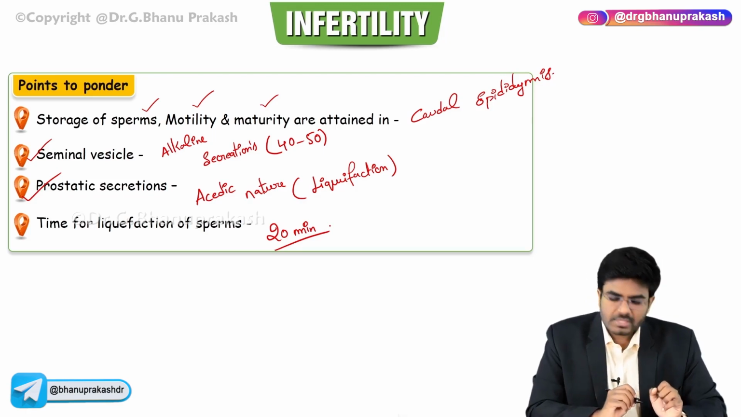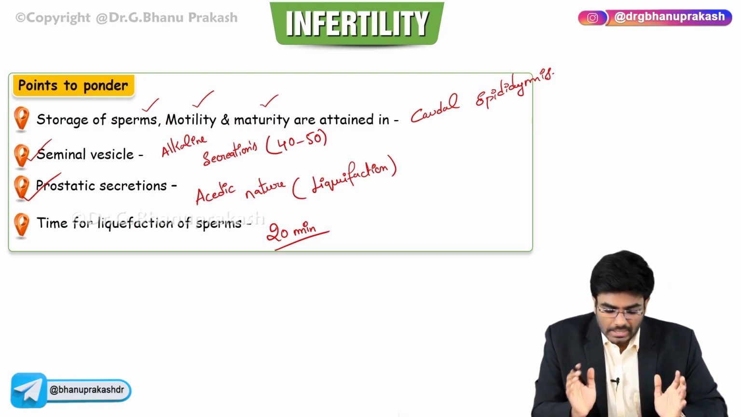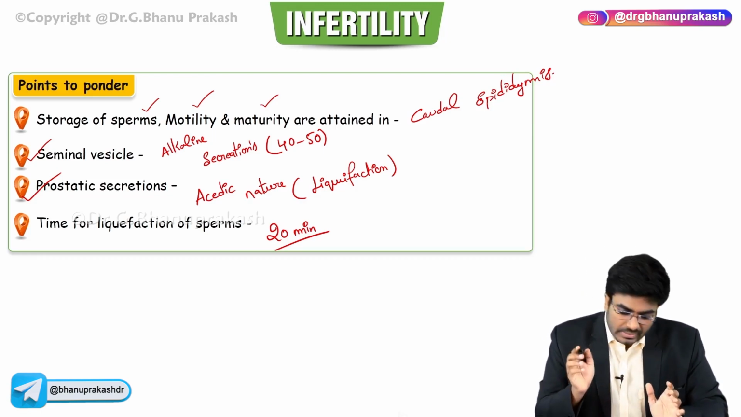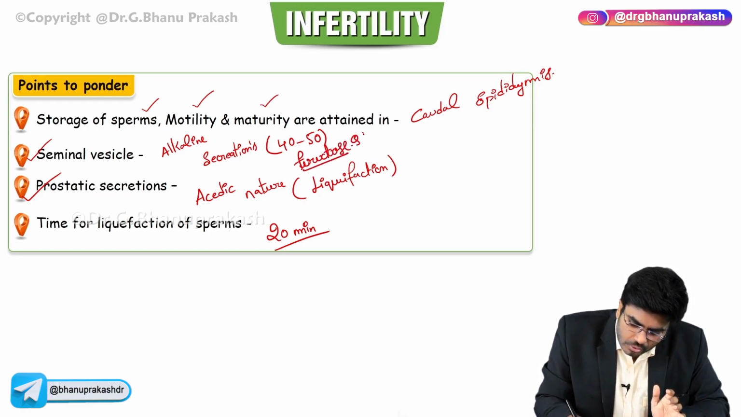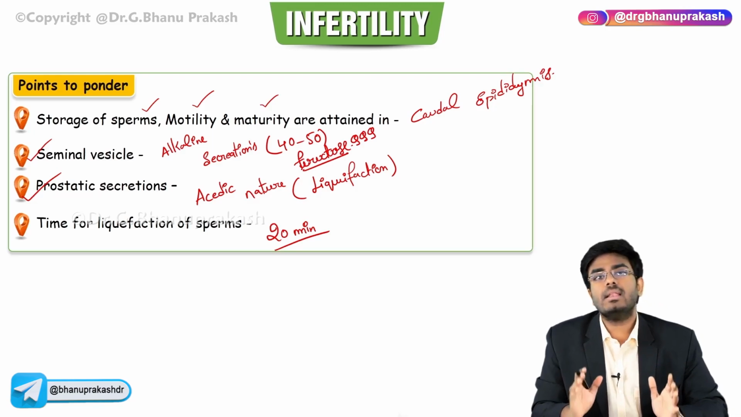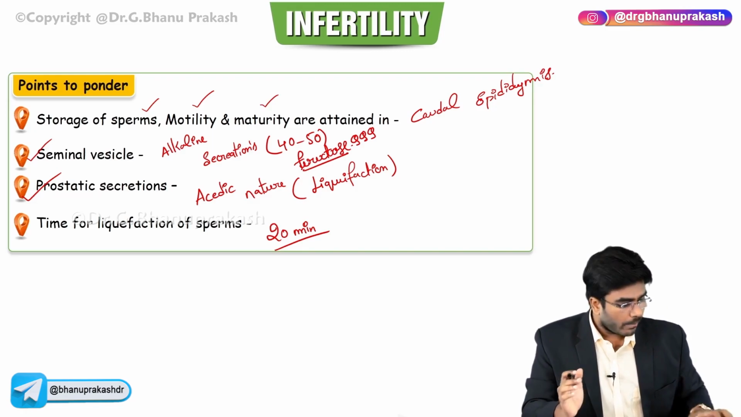There is one more point I just missed here. Seminal vesicles make the alkaline secretions and they make the bulk of the semen, but these alkaline secretions also have fructose in them. So the MCQ is: fructose is added to the semen by which glands? Seminal vesicles. Now after saying this, let's see the sperm pathway.